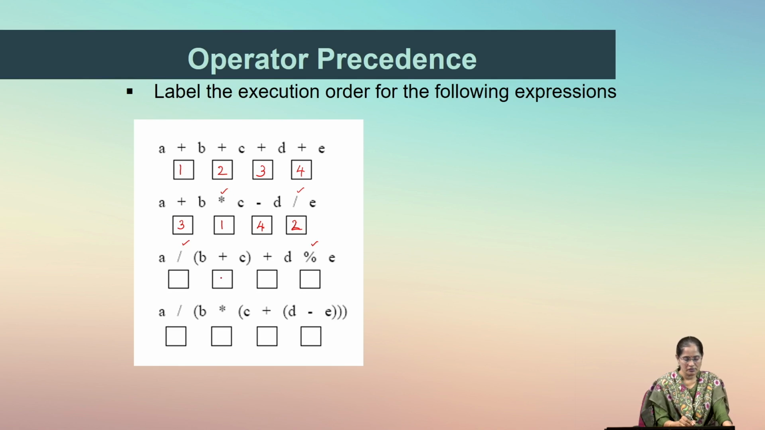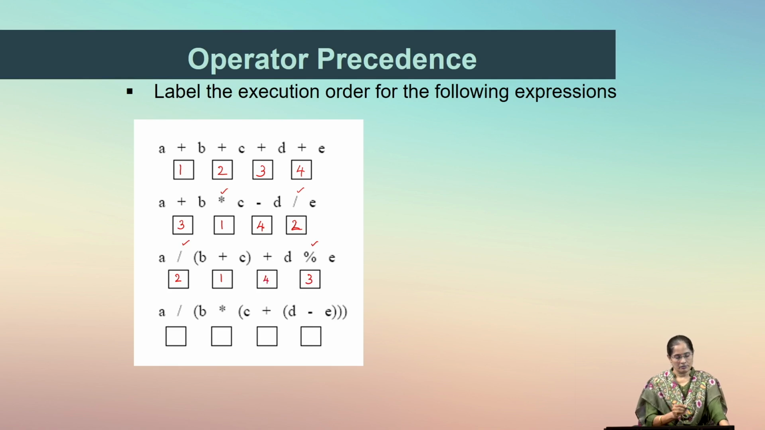So, we will first evaluate the parenthesis and then we will have to come to the same order again. So, slash will be evaluated because the associativity is left to right, and modulo operator will be then evaluated because it is in the first level, and then we will evaluate the plus operator.